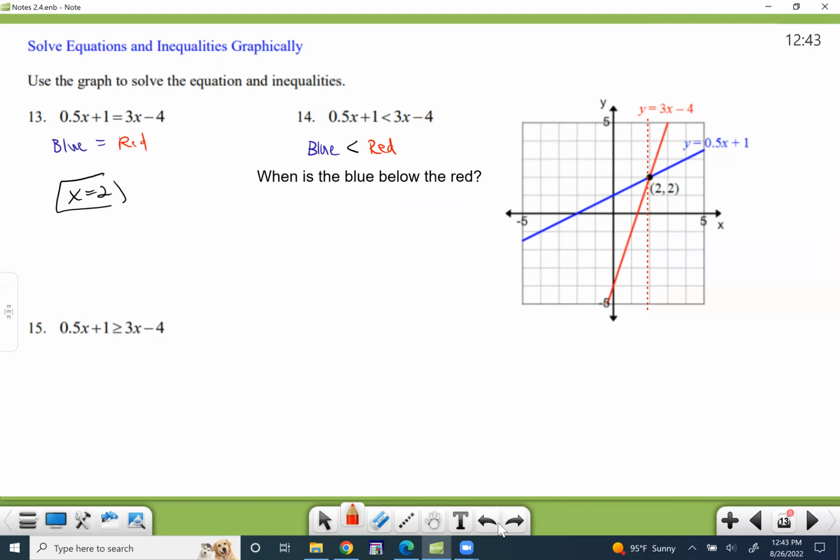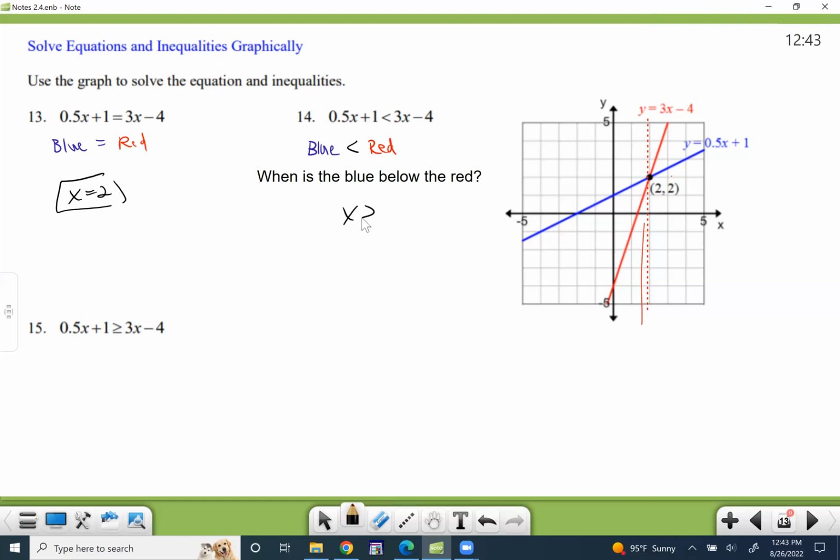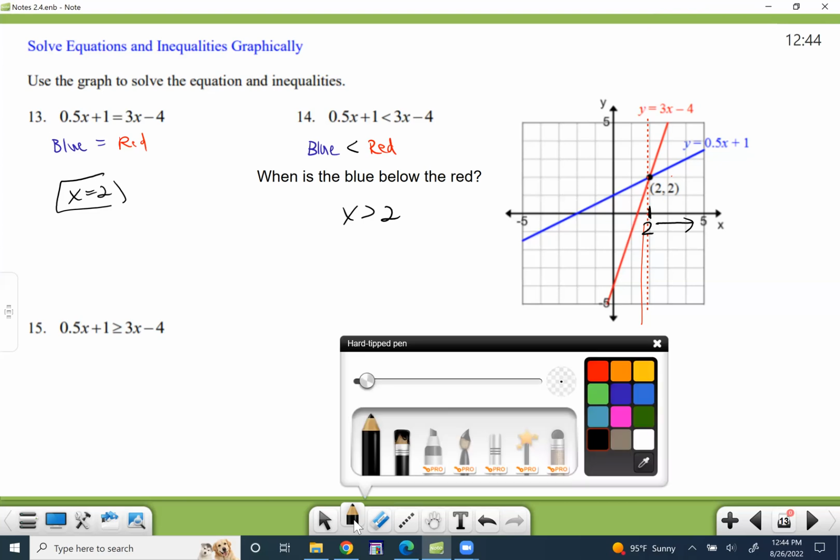Well, I'm looking at anything to the right of this line, anything this way, you'll see that the blue line is lower than the red line. So when is the blue below the red? My claim is when x is greater than 2. This line passes through 2. So as long as I'm greater than 2, to the right of 2, the blue will be below the red.